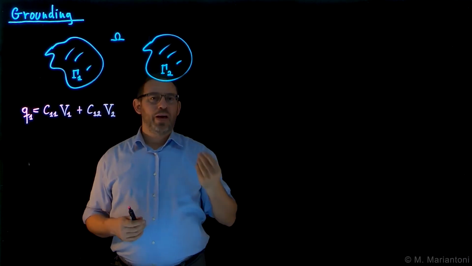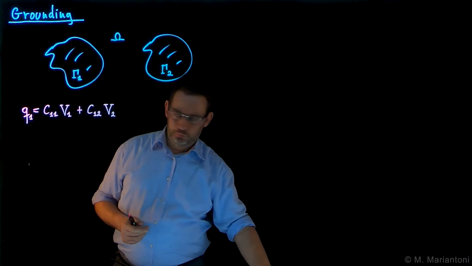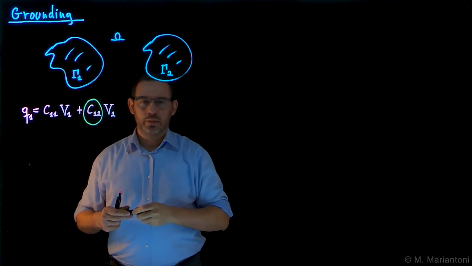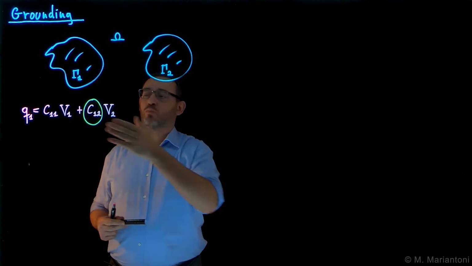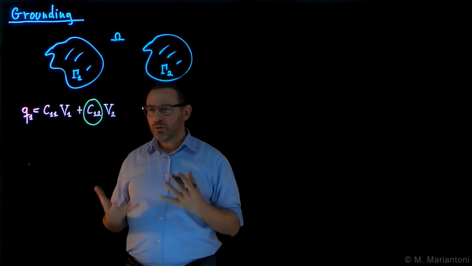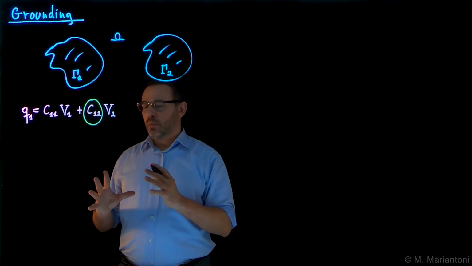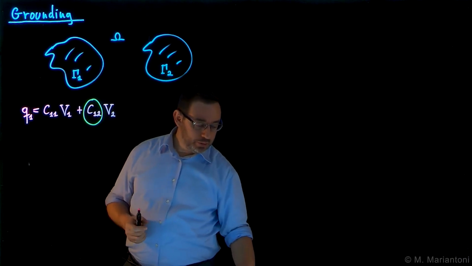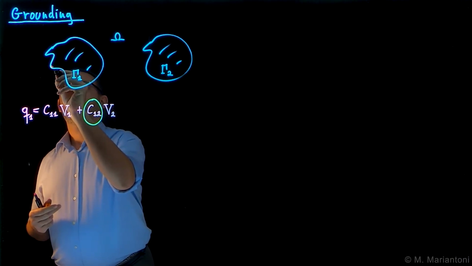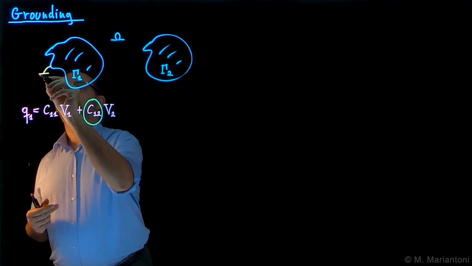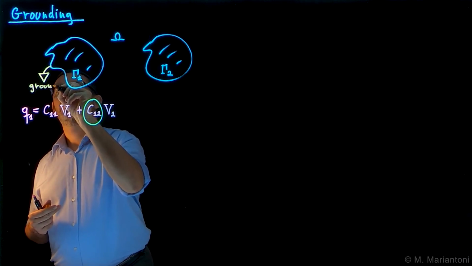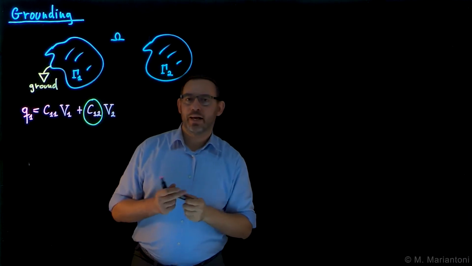So suppose that I want to measure experimentally this quantity here, C12, the cross capacitance. Same applies for the self capacitance C11 and also for the self capacitance C22, if you want. How do we proceed? Well, in order to solve this problem, we need to first ground. This is the symbol for grounding. And I will come back to this in a few seconds.